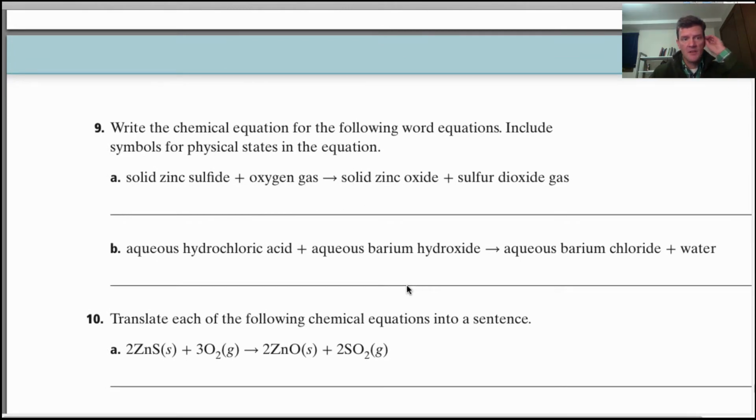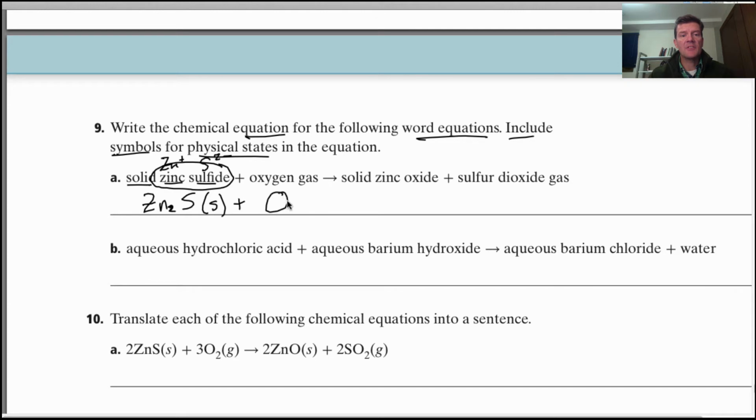Okay? Number 9, write the chemical equation for the following word equations. Include symbols for the physical states. So we have solid zinc sulfide. So let's get the correct formula. You've got to write the correct formula for zinc sulfide. Zinc forms a +1. Sulfide forms a 2 negative. So I'm going to need 2 zincs for the 1 sulfide. Okay? That's the correct formula for zinc sulfide. And we're told this is solid.